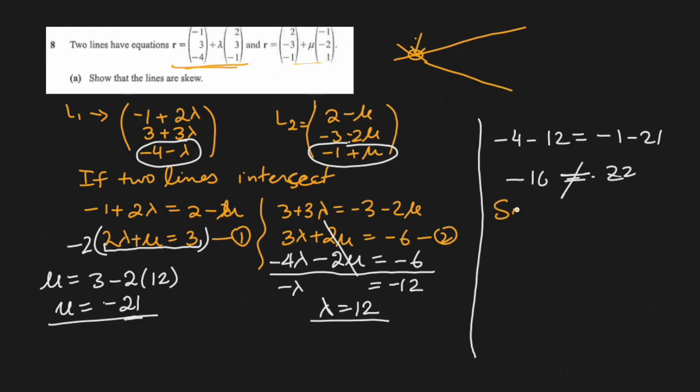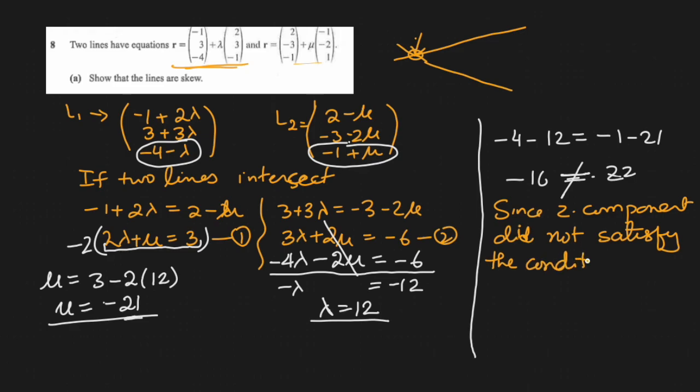So you write, since the z component did not satisfy the condition of intersection, the two lines are skew.